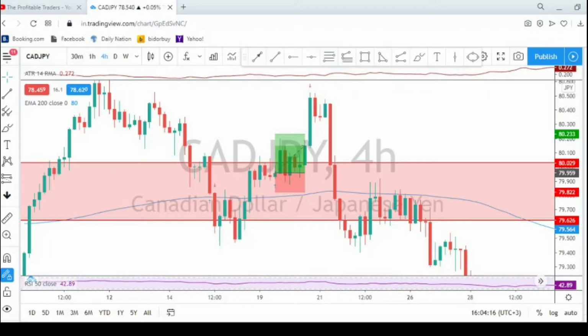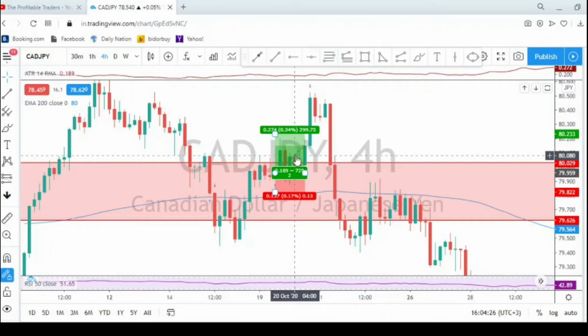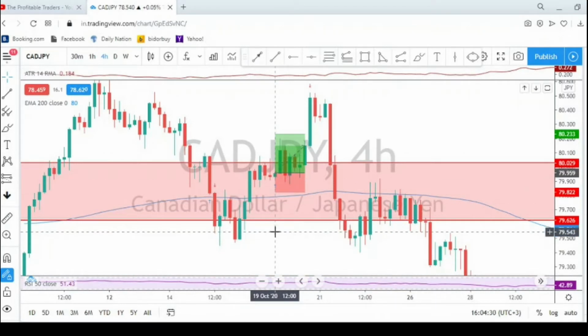The winning trade that you see on CADJPY is based on a simple strategy that any beginner can comprehend. This simple strategy has made me over 27 pips. I took this trade on the 19th of October, about 10 days back, and it was profitable.